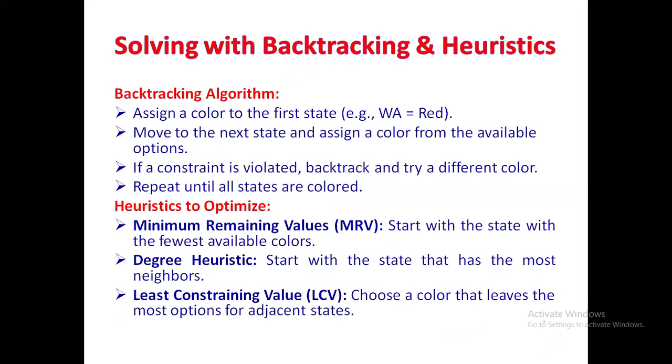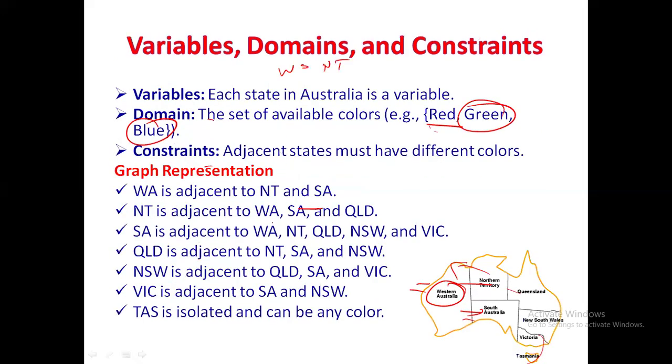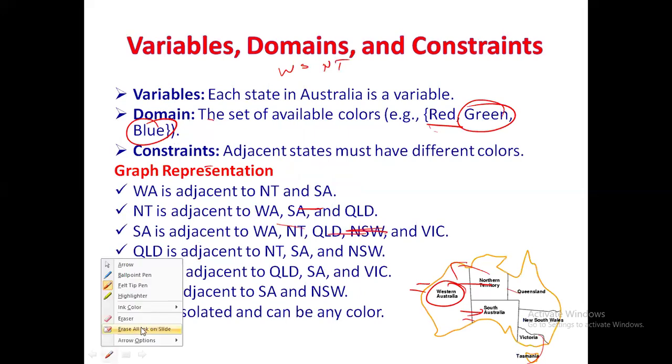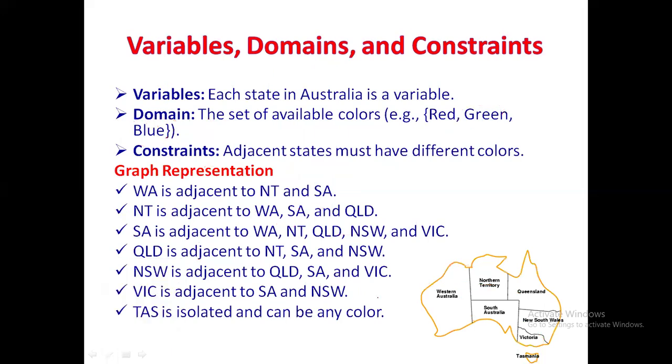The process begins by assigning a color to WA, then moves to the next state. So first we are starting from here, assigning the color for Western Australia, and then moving to the next state, assigning the available color while checking for constraint violations. If a conflict arises, the algorithm backtracks to modify the previous assignments.